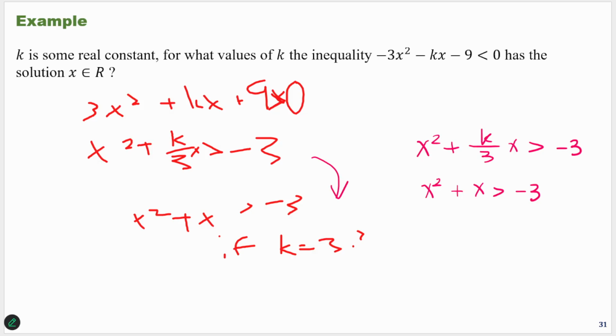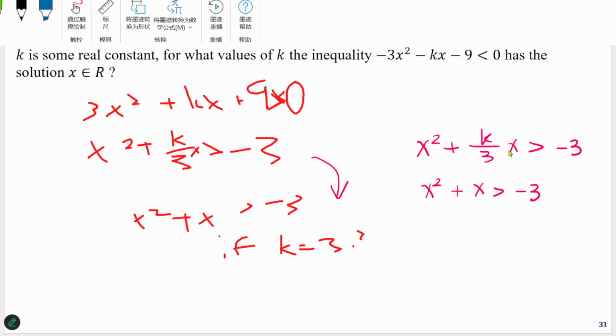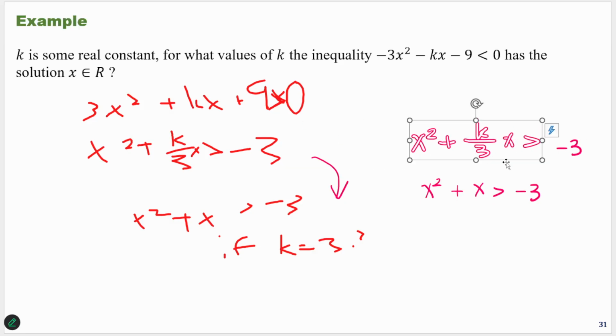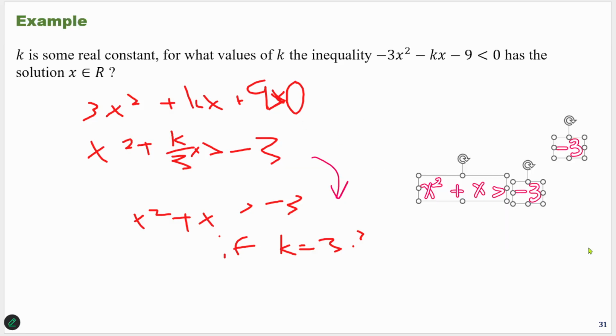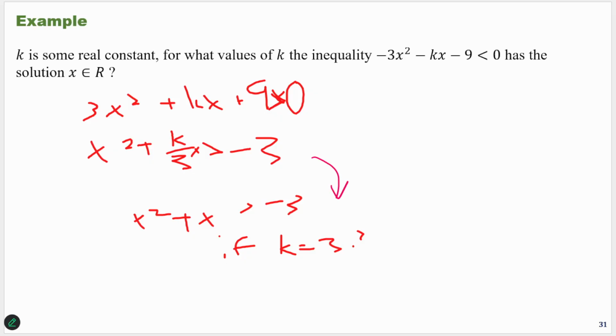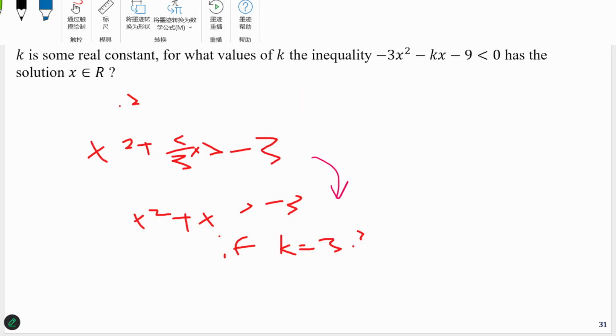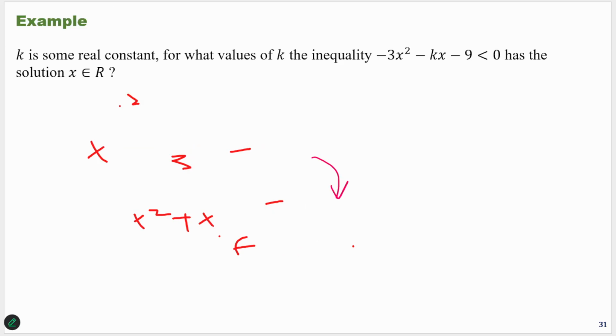Then how do you get x squared plus x is greater than -3? Okay, can you erase this? Let's rethink this question. Okay. Again, we can always make use of the graph to help us answer this question. So let's consider the function here.